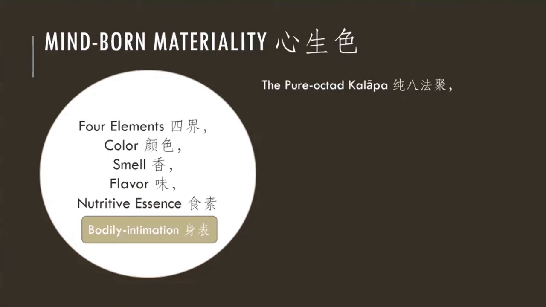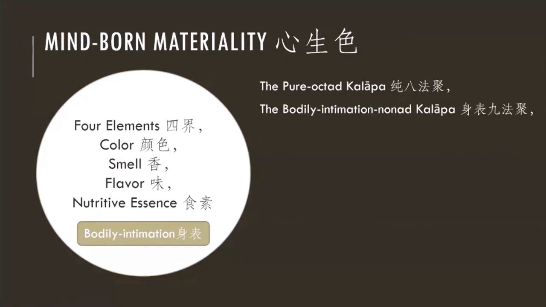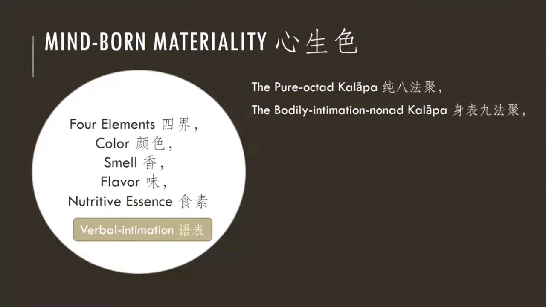Because of the wind element, we can move. We can stretch our hands, we can bend our hands because of the wind element. We can shake our head, we can also nod our head because of the wind element. We can blink our eyes because of the wind element. So, first, the mind will produce the wind, and the wind will produce the movement. This is called bodily intimation. So, if there's bodily intimation, the next one is the bodily intimation nonad kalapa. This is also called produced by mind or produced by consciousness. Then again, we have verbal intimation.